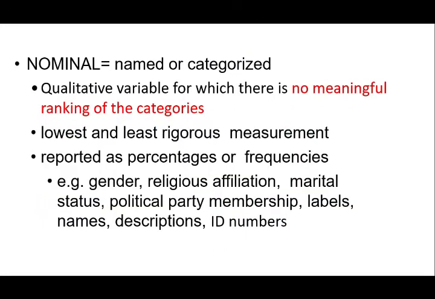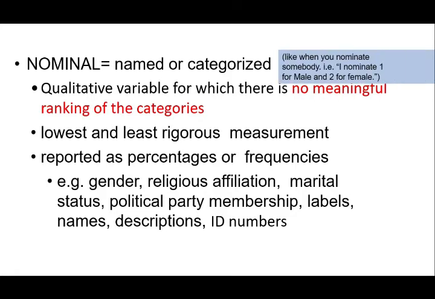Now, what are nominal data? Nominal data are qualitative variables for which there is no meaningful ranking of the categories. So again, they are qualitative data. We assign numbers to them, but they have no meaningful value. Its major difference from the other type of variable, which is ordinal, is that there is no ranking of the categories. So like, for example, I would like to nominate number 1 for male and number 2 for female. So these are examples of nominal data. We have gender, religious affiliation, marital status, and so on and so forth.